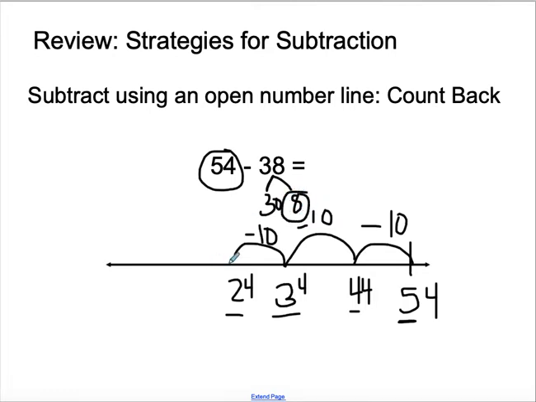I could do it two different ways. I could go 1, 2, 3, 4, 5, 6, 7, 8. So it would be 23, 22, 21, 20, 19, 18, 17, 16. Or what I could have done was I could have also done it this way.